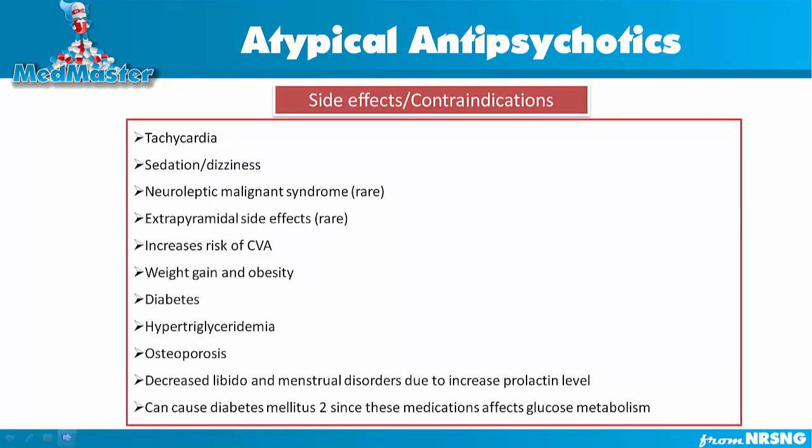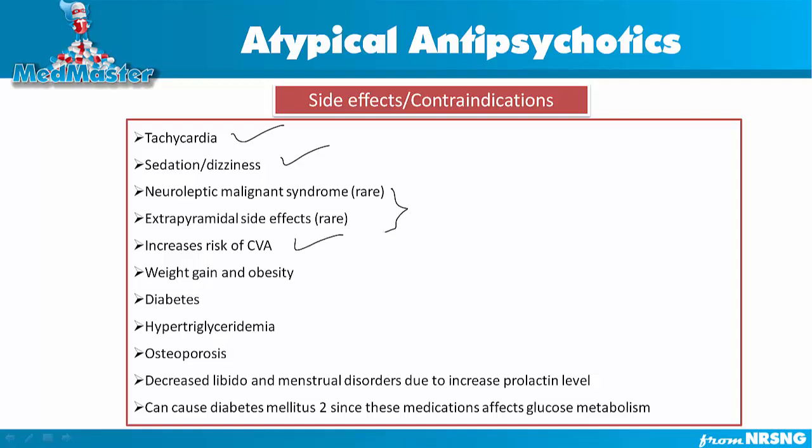So, a side effect of this medication is tachycardia. Now, this medication also blocks the adrenergic receptors, and it will also block some of the cholinergic receptors, so it will cause the anticholinergic side effects as well. But tachycardia is the main one, along with sedation and dizziness. We'll talk about neuroleptic malignant syndrome and extrapyramidal side effects in the next slides.